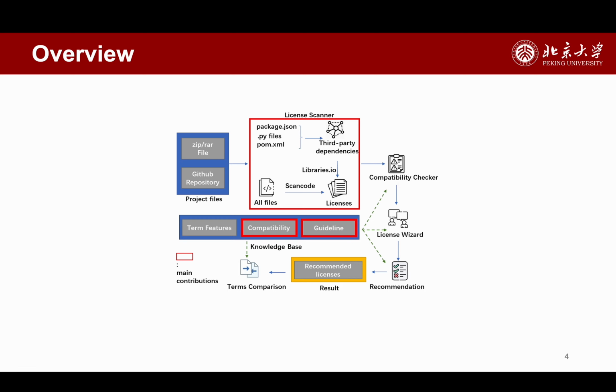Further, LicenseRack allows users to specify their preferences through an interactive wizard and recommends corresponding candidate licenses. Eventually, LicenseRack presents users a detailed comparison of terms among recommended licenses and their compatibility with component licenses in the project, to help users further understand and properly choose the license they need.